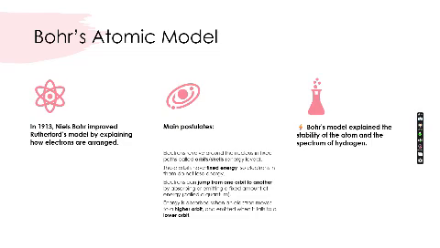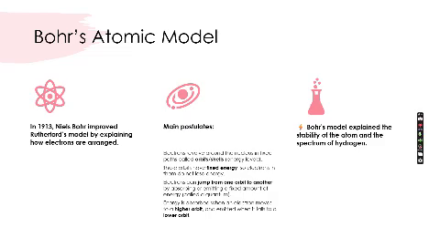In 1913, Niels Bohr improved Rutherford's model by explaining how electrons are arranged. Main postulates: electrons revolve around the nucleus in fixed paths called orbits or shells, which I already told you guys. These orbits have fixed energy, so electrons in them do not lose energy. Electrons can jump from one orbit to another by absorbing or emitting a fixed amount of energy, called a quantum. Energy is absorbed when an electron moves to a higher orbit and emitted when it falls to a lower orbit.